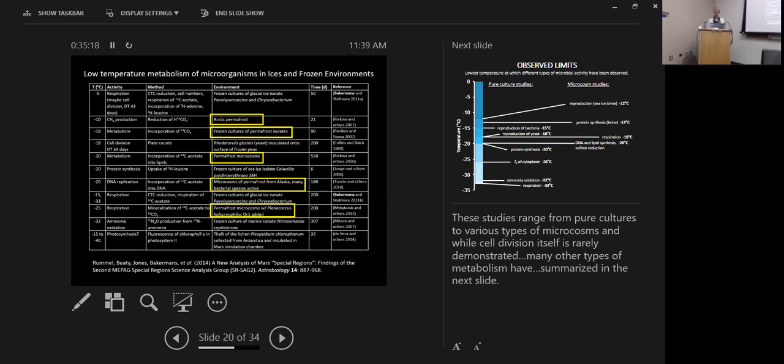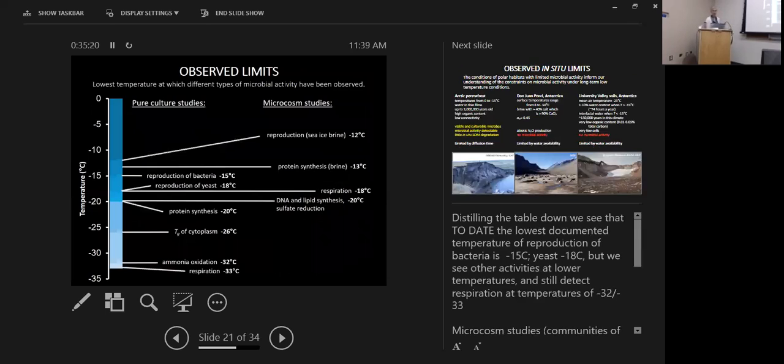Okay. So I'm going to summarize this in the next slide, where all of that data that has been accumulated from many studies, so far we have, in terms of limits on reproduction of bacteria, the lowest documented cell division has been at -15, and -18 for yeast. We can see protein synthesis at even lower temperatures, and then various types of respiration all the way down to around -30. So we know that there's some kind of metabolism going on and that it is possible.